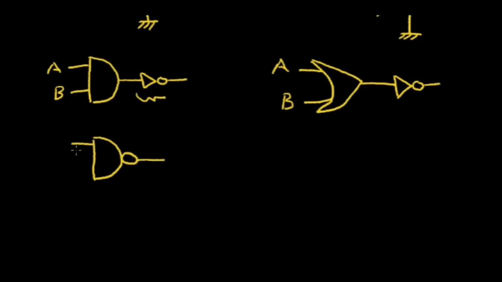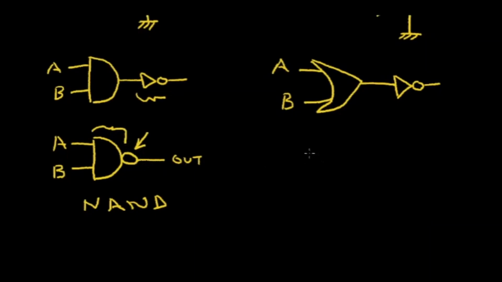And now this becomes the conventional NAND gate symbol. This is input A, input B, and output. So this means not AND. So NAND means not AND, and this is the NOT symbol. And this part is the AND gate.